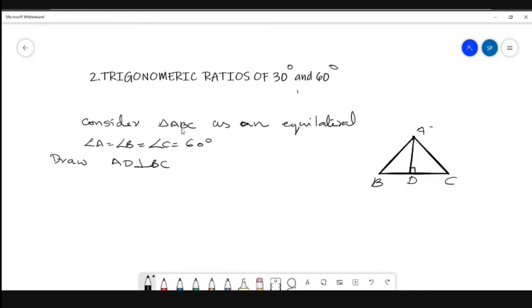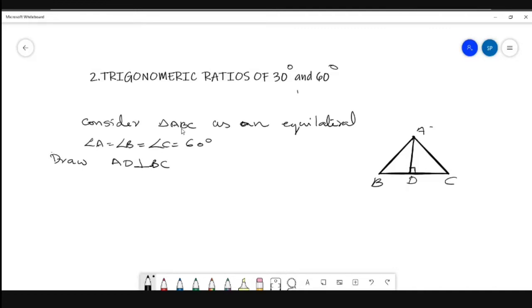Here in considering ADB, AB is the hypotenuse. In ADC, AC is the hypotenuse, and all the three sides are equal, so AB equal to AC. Okay, so we can say that ADB and ADC are congruent. If they are congruent, we can say that BD equal to DC. That is by CPCT.